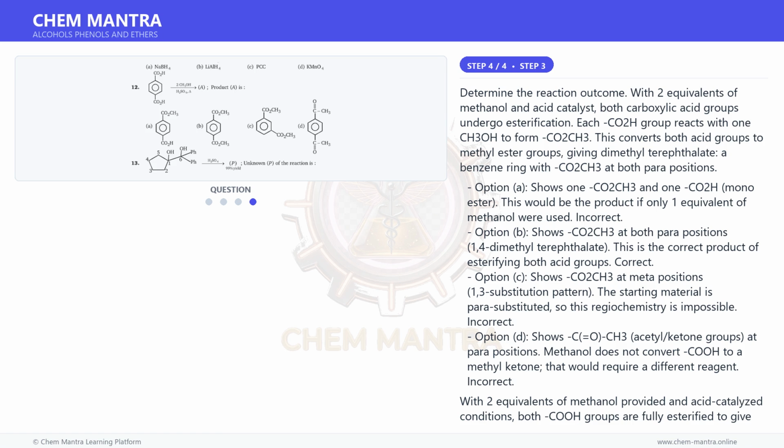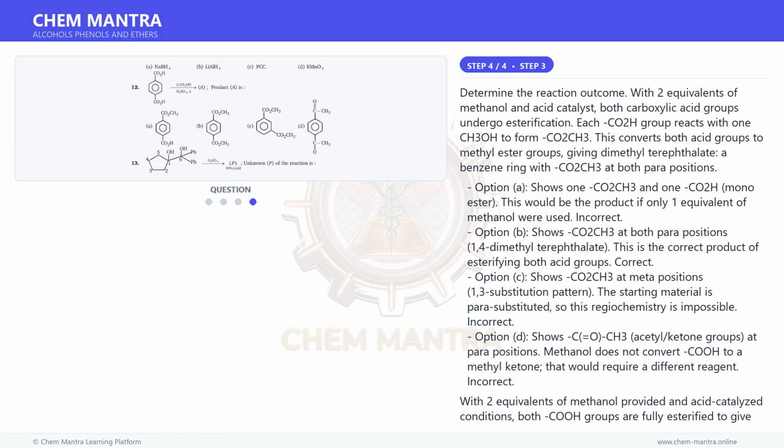Correct. Option C shows CO2CH3 at meta positions, a 1,3 substitution pattern. The starting material is para-substituted, so this regiochemistry is impossible.